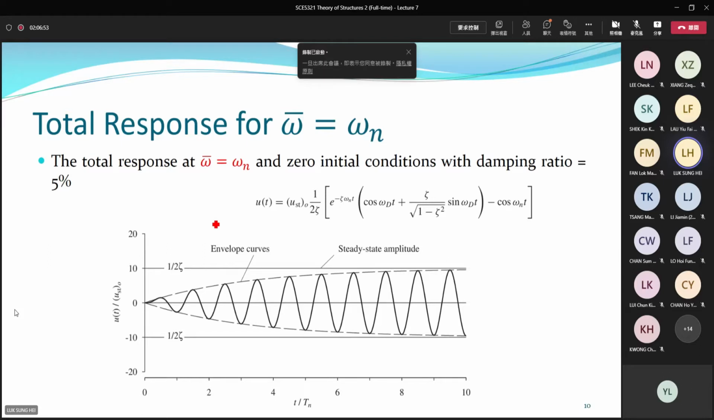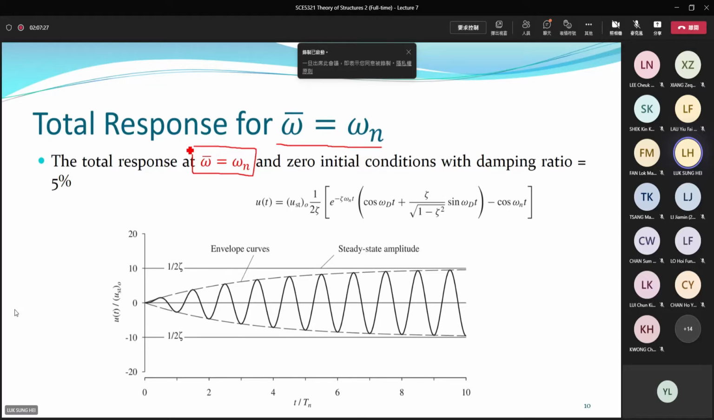I would like to mention one term called resonance. What is resonance? Resonance means the loading frequency equals the natural frequency of the system. There are two different things, right? One is the loading frequency, one is the structural frequency. But in case the loading frequency equals the natural frequency, mathematically, omega bar equals omega n, this condition we call resonance.